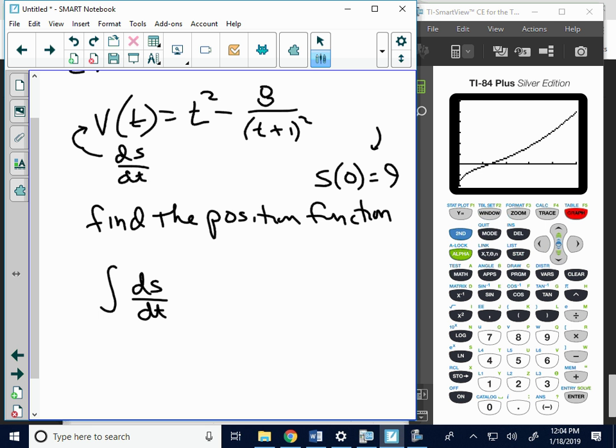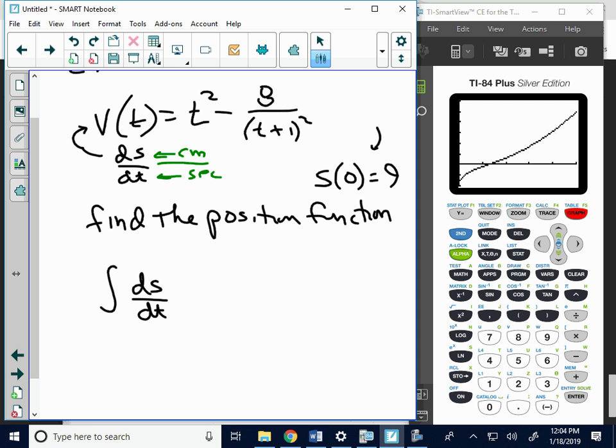What are the units of the position in this problem? Centimeters. And the units of time? Seconds. Okay, so this velocity is centimeters per second. So when I write the integral of velocity, this is centimeters per second.